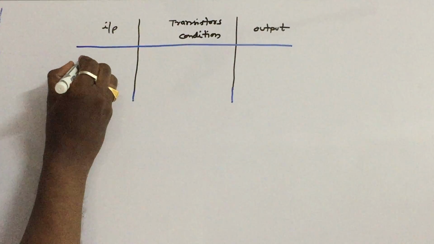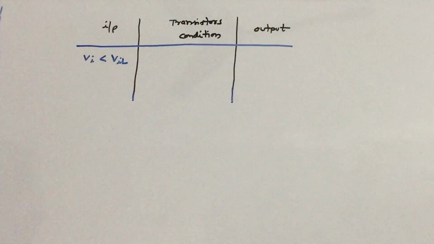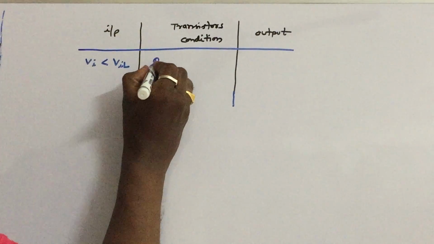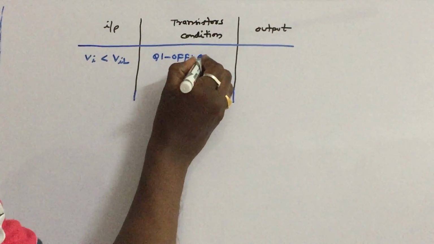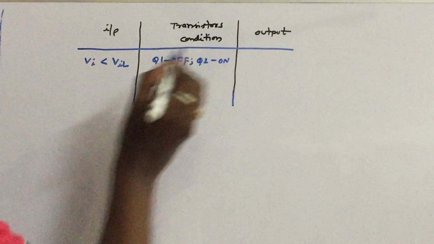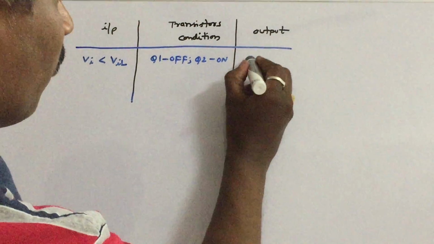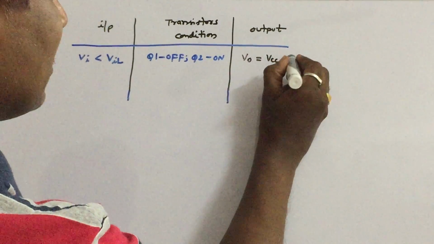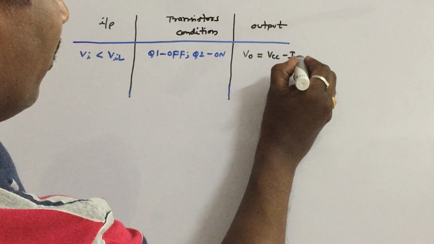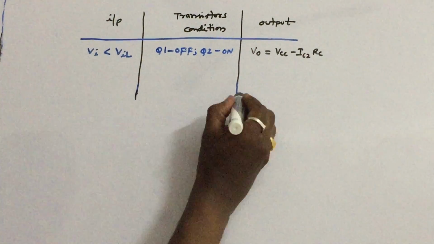In the first one, when the input is less than VIL, that is cut-in voltage of Q1, what is the condition of the transistors? Q1 is off and Q2, due to fixed bias given, it will be in on condition. So due to Q2 in on condition, what is the output voltage? I have given the expression for output voltage as VCC minus IC2 into RC. So this is case one.